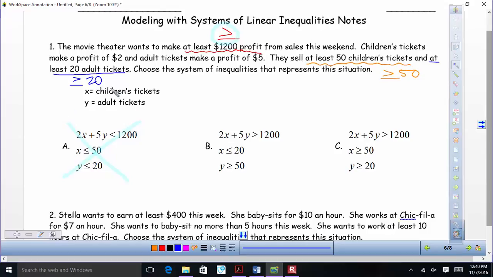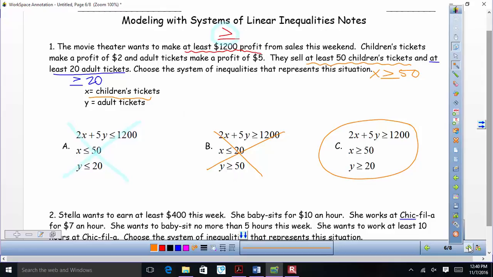Okay? And what letter is represented by children? X. So that means X has to be greater than or equal to 50. So which one of these matches that? C. So it's not B, but it would be C. So do you see how we look at each piece and we look at the sign? Which is not very hard. So let's try another one of those.